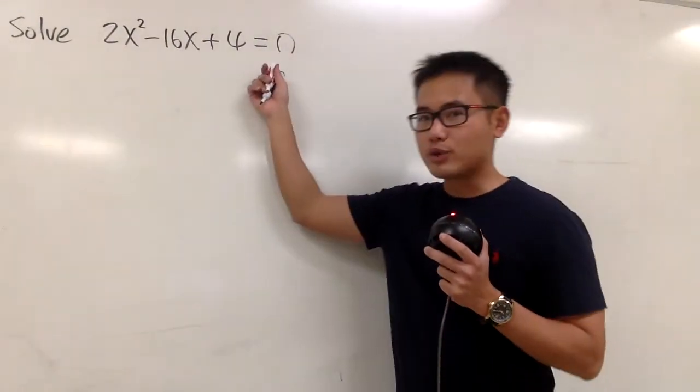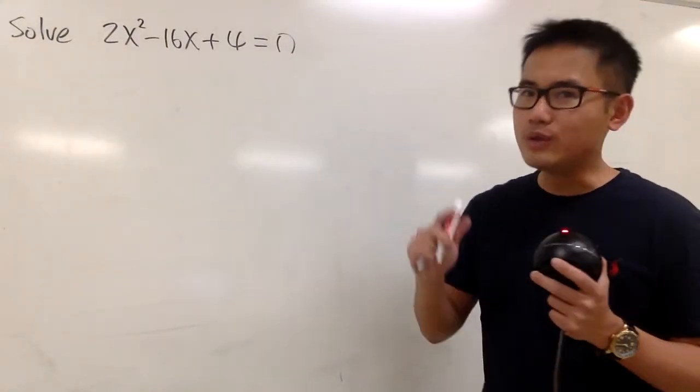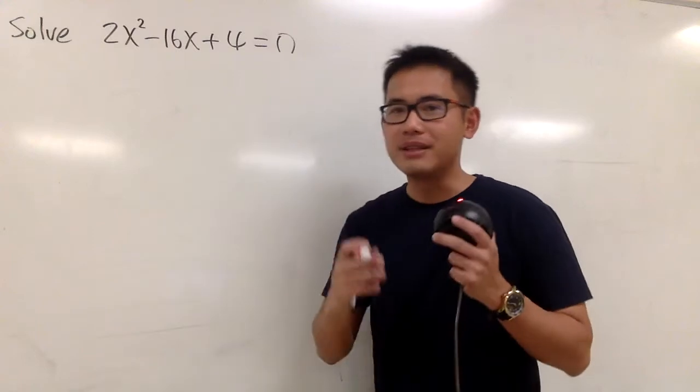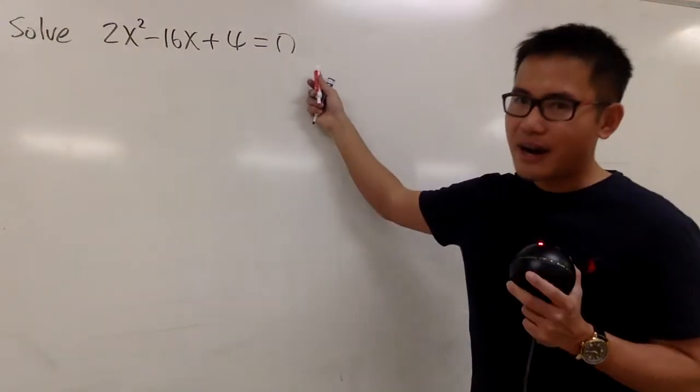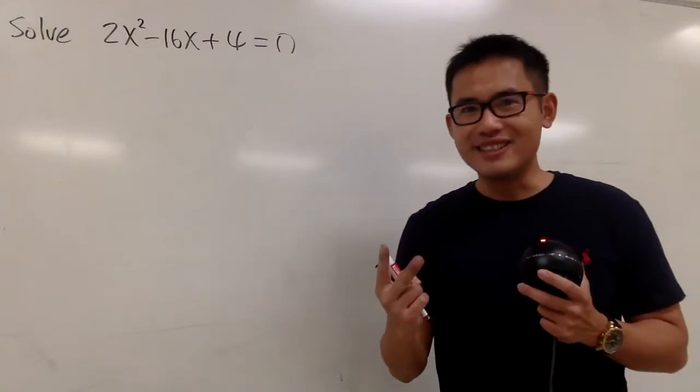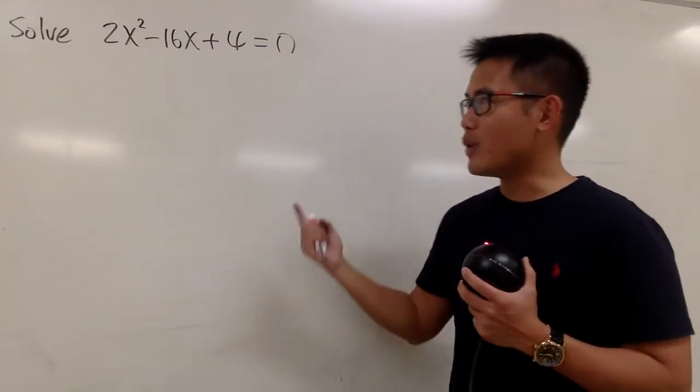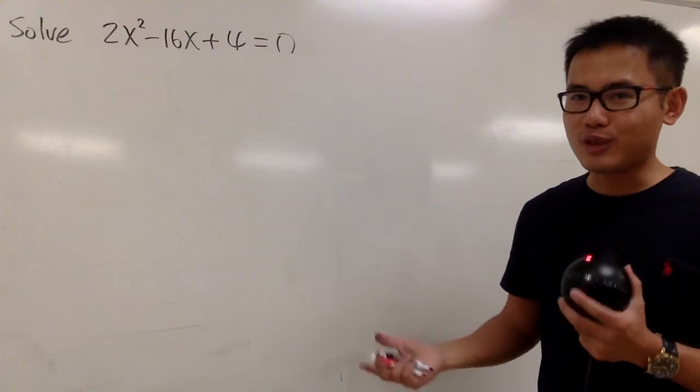Okay, we're going to solve this quadratic equation, and as always, we should try to do this by factoring, right? Because that's the easiest way. Unfortunately though, this equation is not factorable. So now we have two choices. The first one is to complete the square, and the second one is to use the quadratic formula.